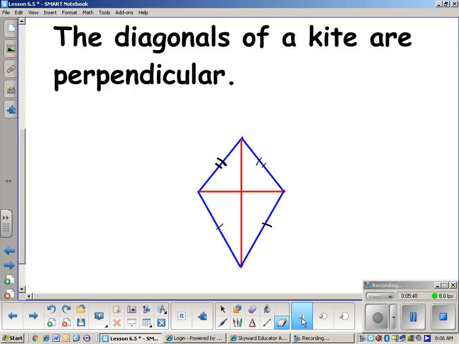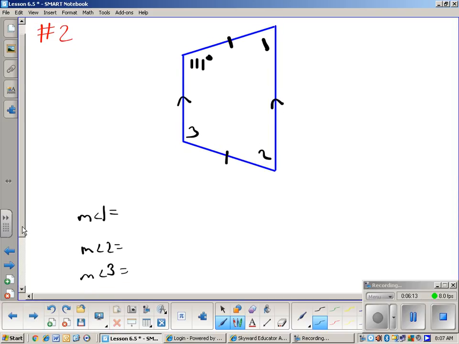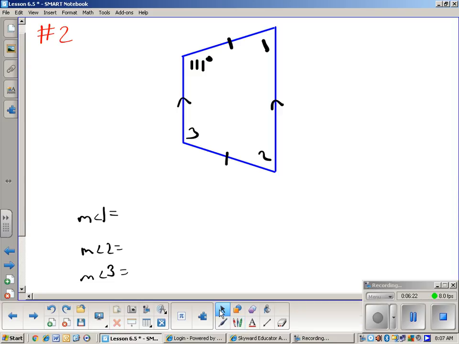Okay? So here we have a kite, because we have two pairs of congruent sides, those two and these two. And that means these diagonals are perpendicular, making that angle there a 90-degree angle. Okay? So here we have an example. Based on how this is marked, what is this picture? Trapezoid. It's a trapezoid. Isosceles. Don't be afraid. Yeah, it's an isosceles trapezoid.